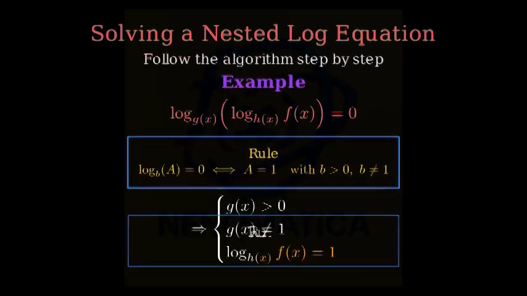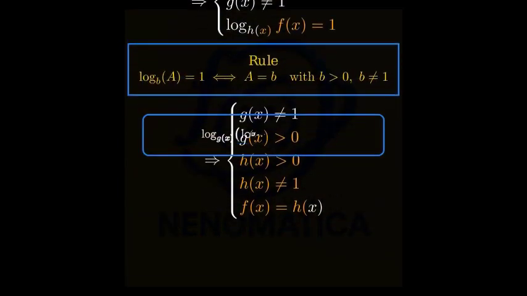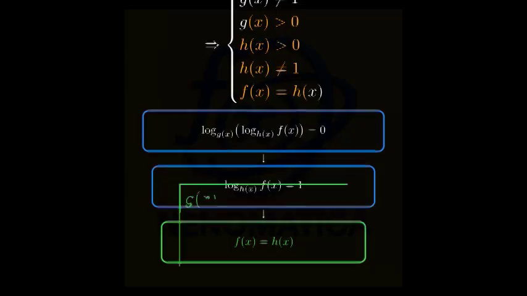Visually, you can think of the outer log forcing the inner expression to be 1, and then the inner log forcing f of x to equal h of x, while both bases stay valid. Therefore, following the exact algorithm, the solution set is this system of conditions: g of x not equal 1, g of x greater than 0, h of x greater than 0, h of x not equal 1, and f of x equals h of x.